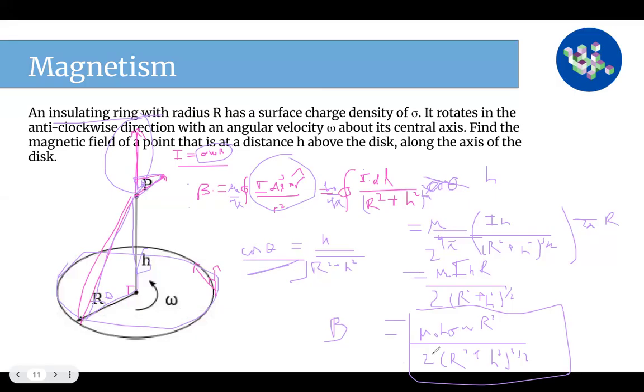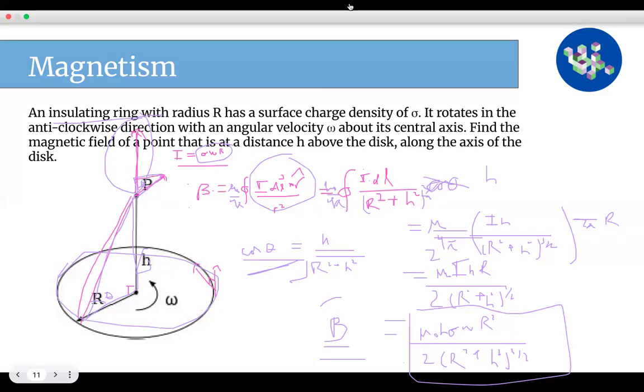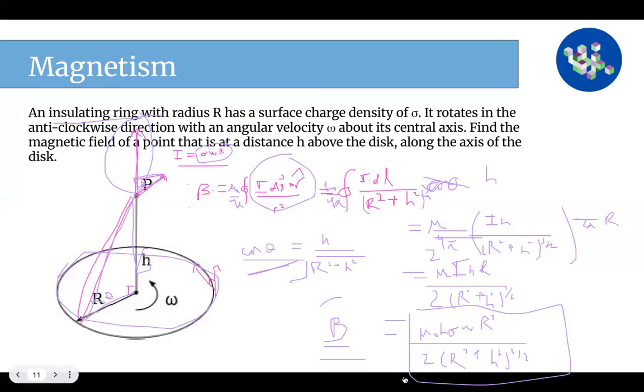After you do the integral and everything, plug everything back in, you'll get a final answer for your magnetic field, which will be mu zero h sigma omega big R squared divided by 2 times R squared plus H squared to the 3/2 power. Yeah, looks like we're about out of time, so we can stop right there.